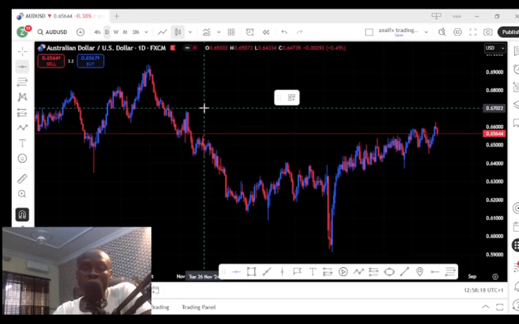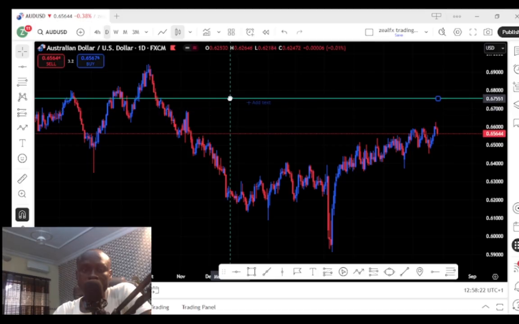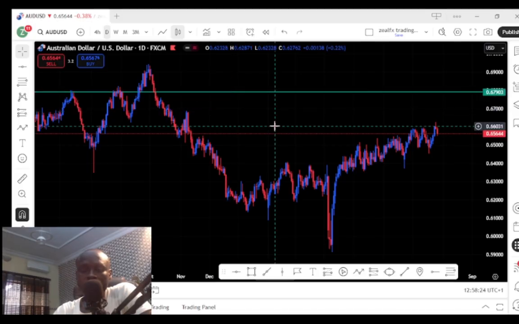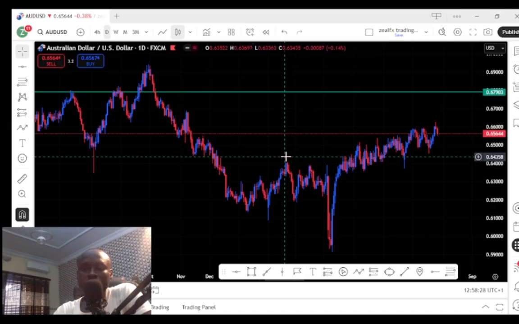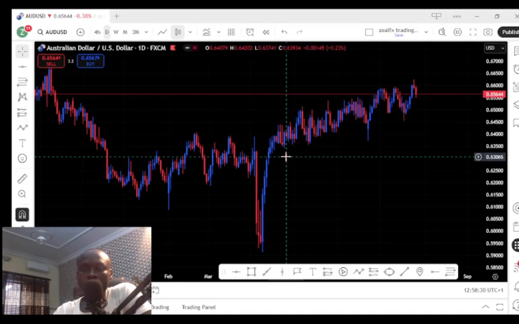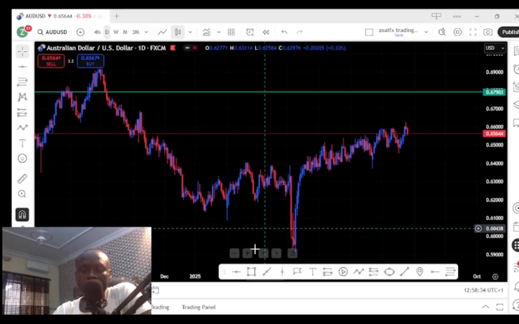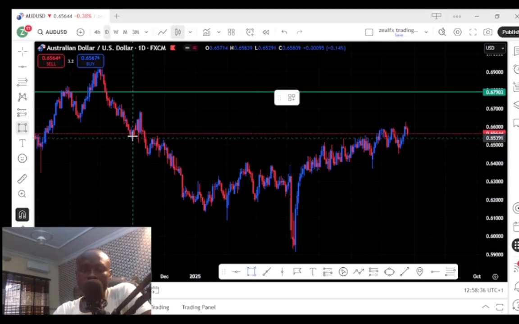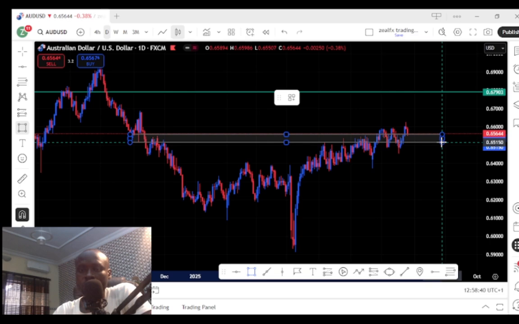So we're expecting price to move to this next resistance level on the weekly, which is this resistance level. So we expect price to move to that resistance level on the weekly chart. So let's look at our buy scenario and our sell scenario. Currently, AUD closed on the daily support level, and we also have an uptrend structure.